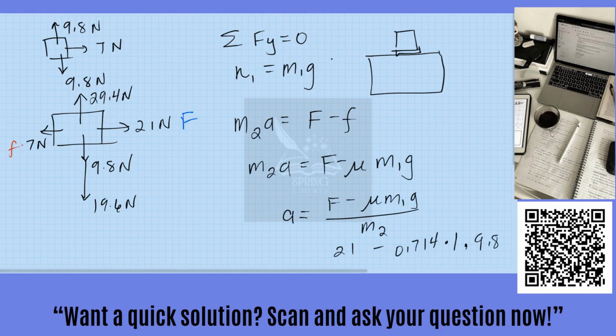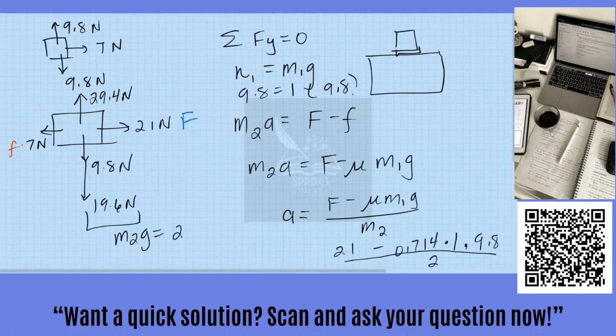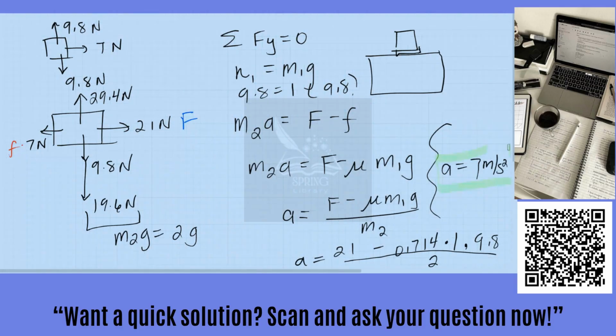So you know this mass is 1 because N1 is 9.8. That means M1 is 1, and g is also 9.8. And this is divided by M2, which is 2 because of this 19.6 newtons. This is M2g, which is 2g. This is the acceleration. Plugging all of that in, you get the acceleration is equal to 7 meters per second squared.